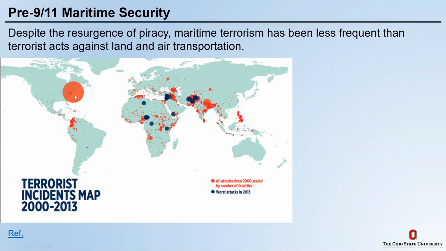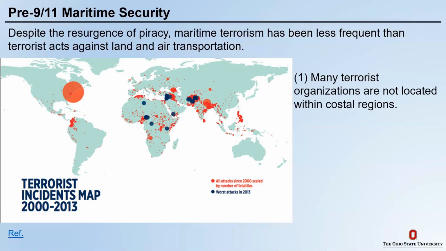We have a big circle on the east coast of the United States. That's 9/11, right? And the worst attacks in 2013 are addressed by blue circles. So if you observe the locations of these circles, you'll find that most of them are happening inland. I mean, a lot of them are happening along the coastlines, but I would say most of them are inland. And why? Because many terrorist organizations are not located within coastal regions. They are usually located inland.